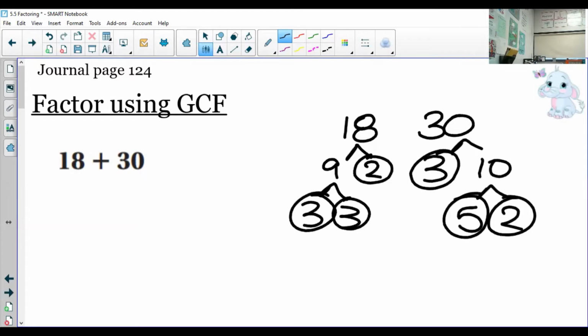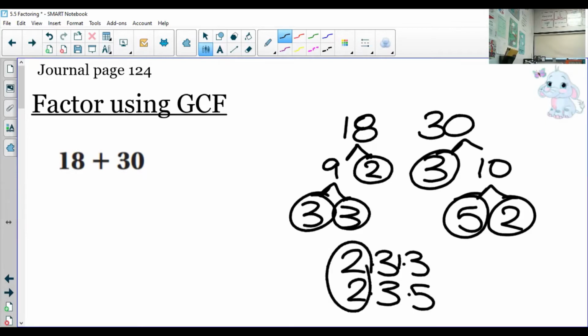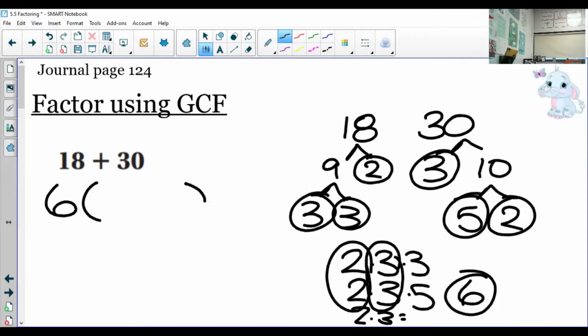All right, now let's look. I have 2 times 3 times 3, and I have 2 times 3 times 5. So these 2's and these 3's, 2 times 3 equals 6. So 6 is the greatest common factor of 18 and 30. So over here, I'm going to do 6 with a pair of parentheses, and all I have to do is divide. What is 18 divided by 6? 3. Then we have a plus sign, so I'm going to do plus. And what's 30 divided by 6? 5. So I put a 5. And that's it. I just factored.